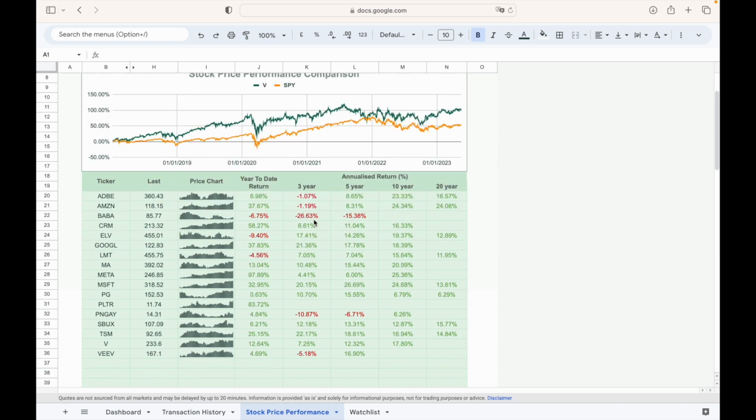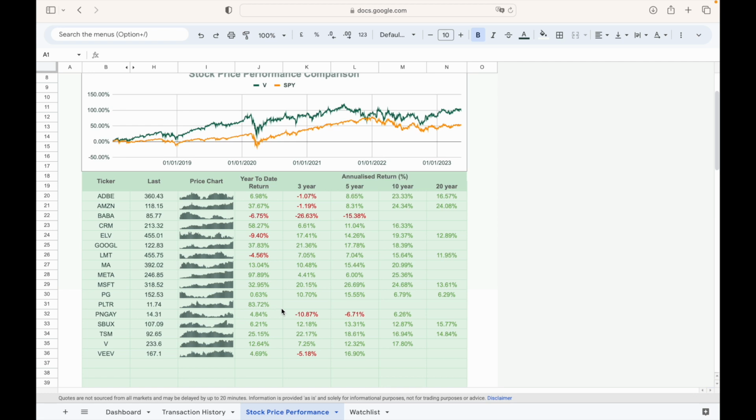At the bottom of the tracker, you can find the year-to-date return of each stock in my portfolio. As of today, Meta has been the best performing stock in terms of year-to-date percentage, up almost 100%, followed by Palantir, which is up 83% year-to-date. Salesforce and Google also have a very high year-to-date return among the stock in my portfolio.